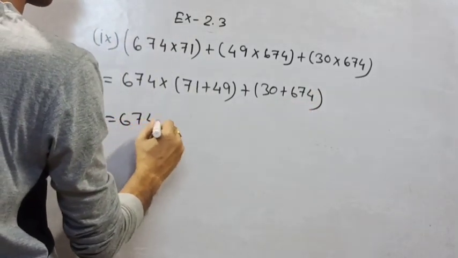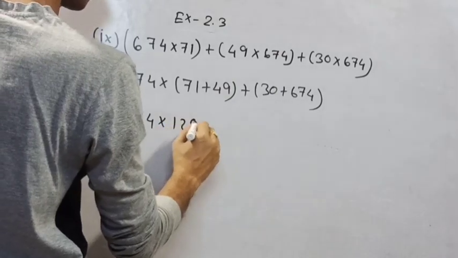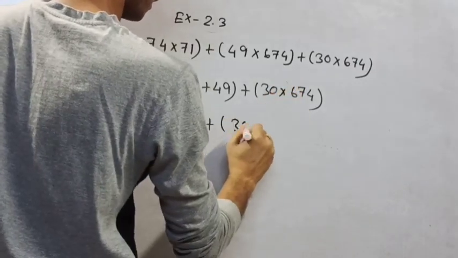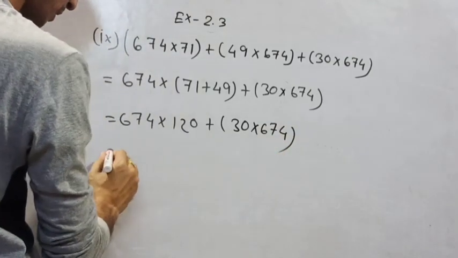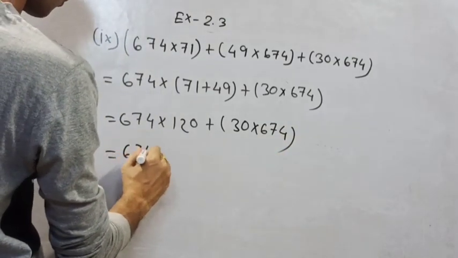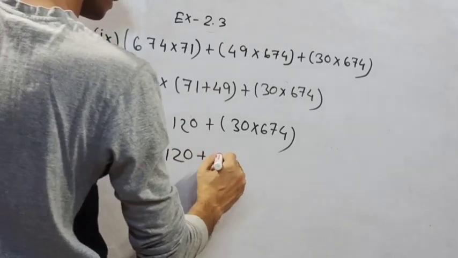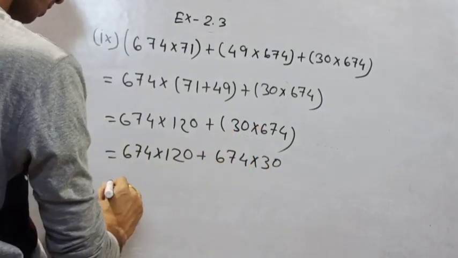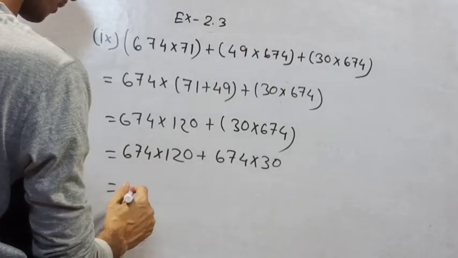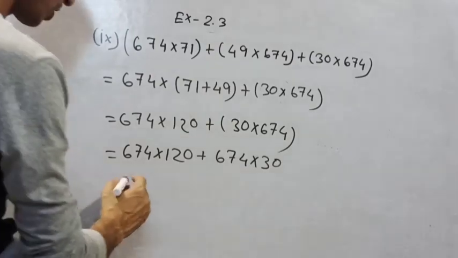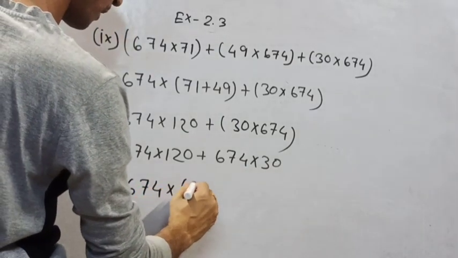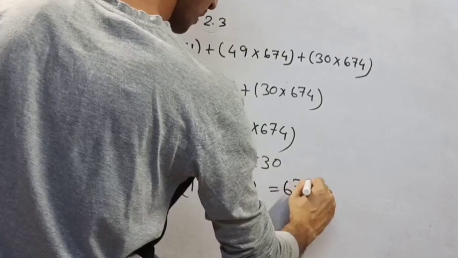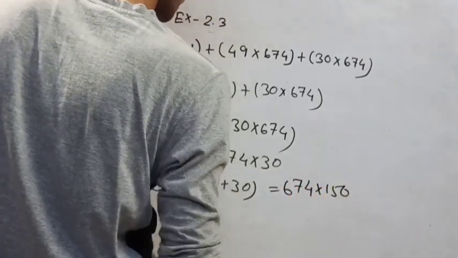So here you can see 674 into 120 plus 30 into 674. Now here again we write 674 into 120 plus here 674 into 30, because A into B and B into A are the same, commutative property. So here A into B plus A into C, in the form of the distributive property of multiplication over addition. So 674 into B plus C, 120 plus 30. So here you can write 674 into 150.